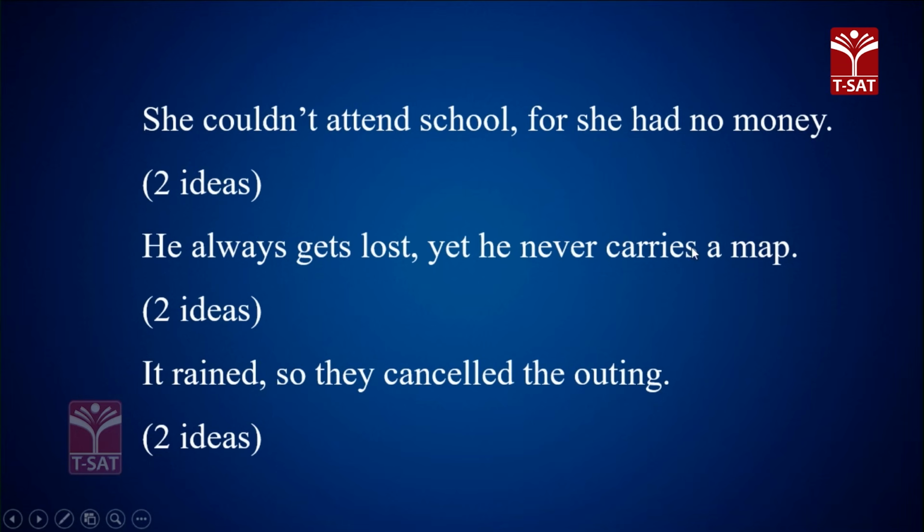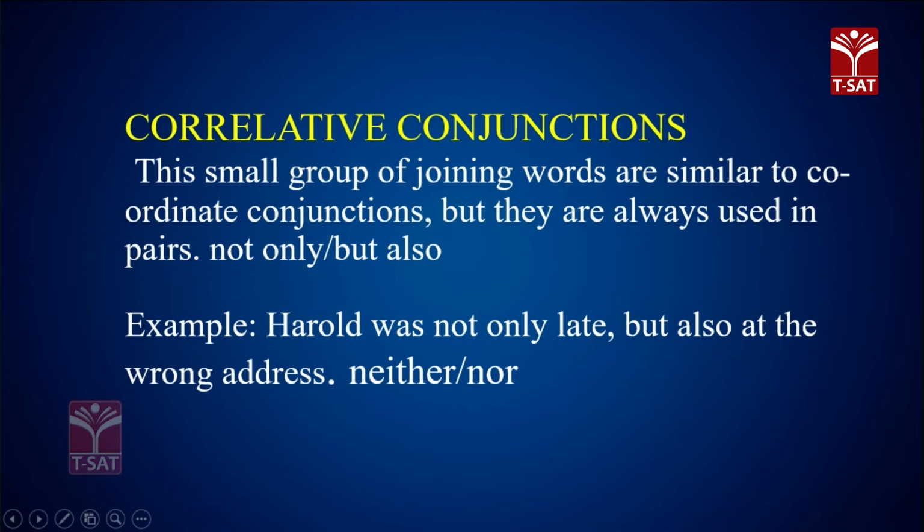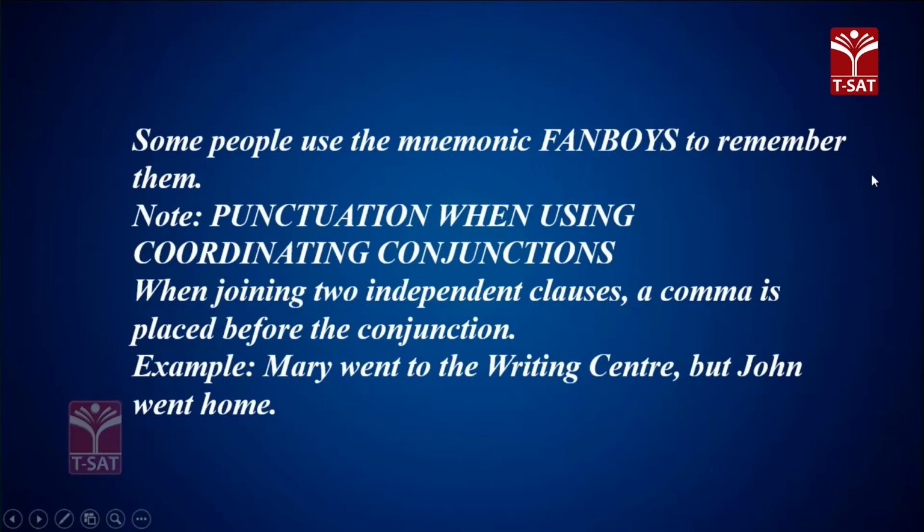She couldn't attend school for she had no money. Two ideas we used here. He always gets lost, yet he never carries a map. Here also we joined two ideas with the conjunction called yet. It rained, so they cancelled the outing. Two ideas with the help of the conjunction called so. So this is about coordinating conjunctions. You should be able to remember for, and, nor, but, or, yet and so. Easy to remember with the help of the word FANBOYS. I gave you some examples, you may follow them.